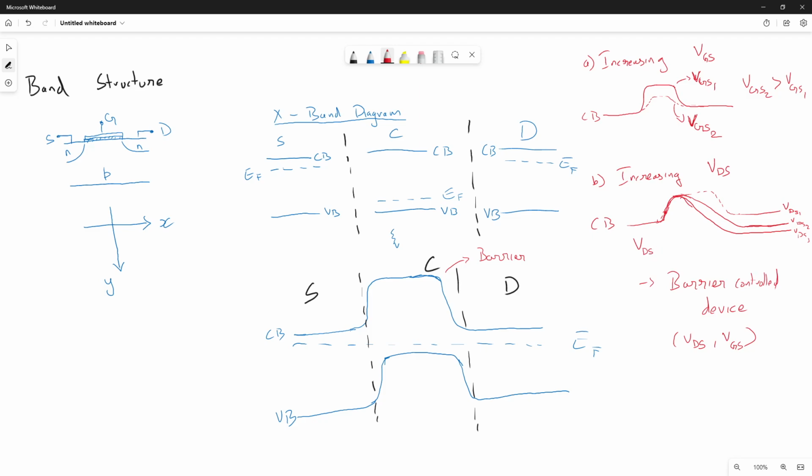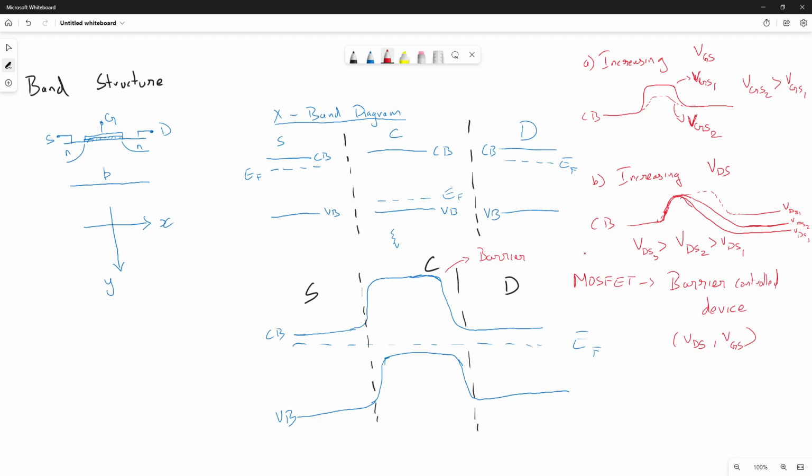So VDS3, again, it is the same as what we did above. VDS2 is greater than VDS1. Now this is essentially what is happening to my barrier. When I'm changing VDS and VGS, these are the things that are happening in my device.